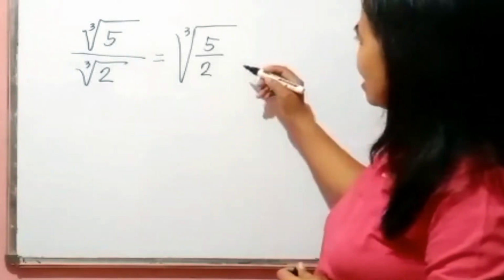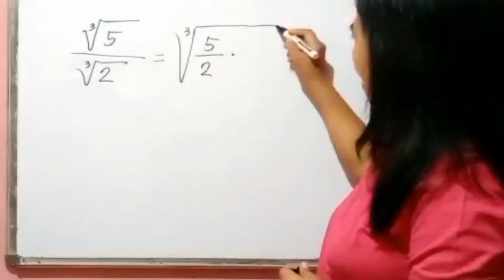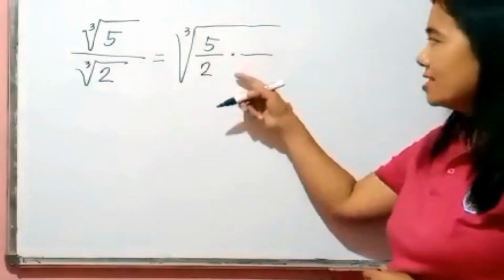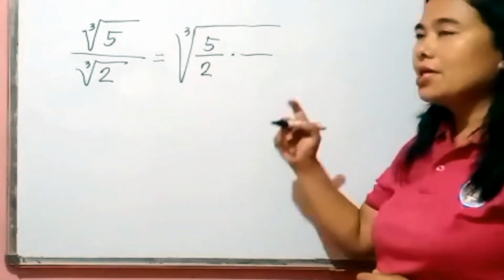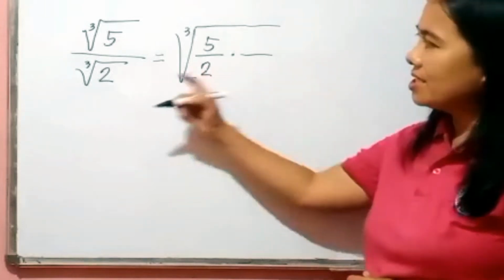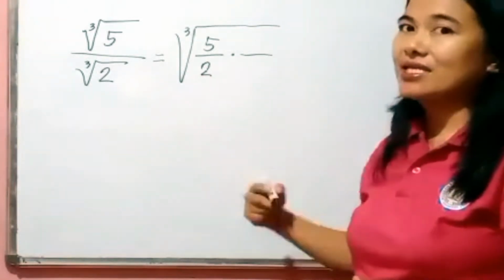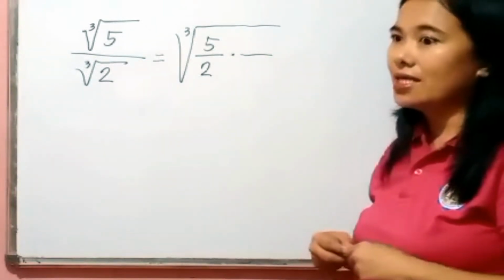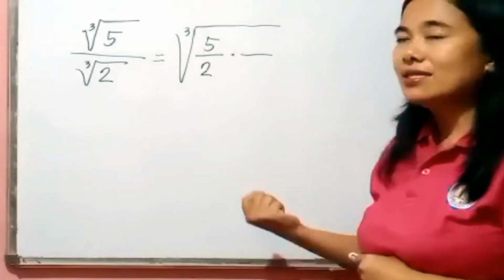So, first is, we need to look for a number na pwede natin i-divide both numerator and denominator. Ano yung number na yun? Number na magre-remove ng radical sign na nasa denominator. Yun yung essence ng rationalization, to remove the radical sign in the denominator. Kasi nga, bawal ang radical sign in the denominator.